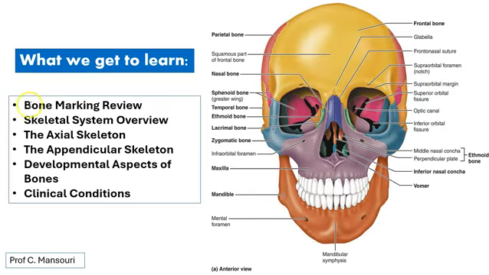So for Part 1, we're going to be focusing on our bone marking review, just a quick review of bone markings. We're going to go over a skeletal system overview, and then we'll focus on the axial skeleton. Next, for Part 2, we'll focus on the appendicular skeleton and development aspects of bones and a couple of clinical conditions, literally 2, osteoporosis and scoliosis.